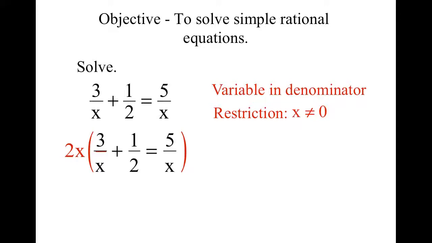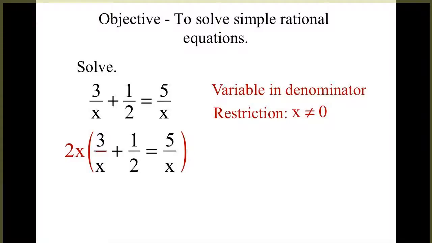When I multiply 2x, I'm going to do this on the side here. When I multiply 2x times 3 over x, this is the enlarged version. I can put that over 1. Notice my x's cross cancel, and I'm left with 2 times 3, and that is 6.